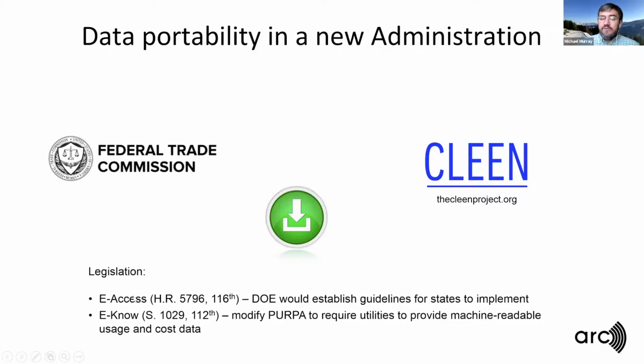And then finally, there have been two pieces of legislation in Congress that address this. They were not passed, but they may come back in an infrastructure package now that Biden's initial COVID relief bill has passed. The first one is called E-ACCESS, and that would establish essentially voluntary guidelines that states could adopt. So it helps provide a little bit of a push, but again, it's not mandatory. The E-NO bill, which was originally from Senator Udall a few years back, would actually make data portability among utilities required, mandatory under PURPA. And so it'd be machine-readable energy usage and cost information.